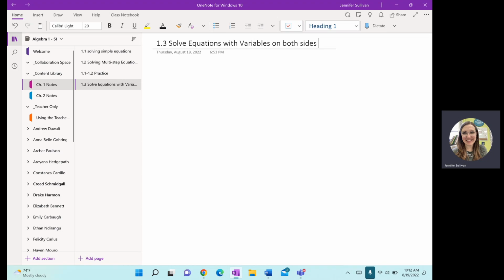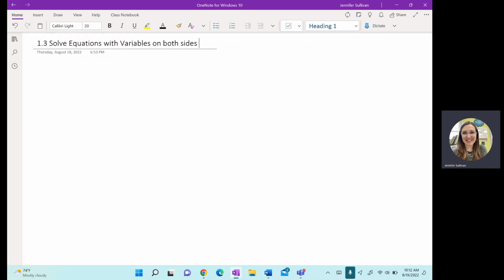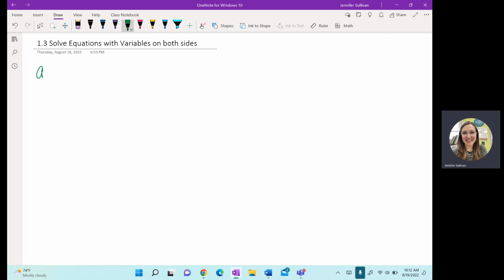So again, quick friendly reminder, what is necessary in my answer when I'm solving equations? That's right, my answer needs to have an x equals in it. And basically when we are doing this, we're trying to undo everything around the x.